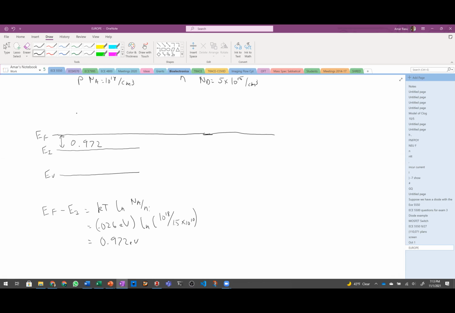Oh wait, sorry. It's 0.468. 0.468. Okay, does that sound better? I think that sounds about right. Yeah, because the reason I'm saying this is that with 0.972, the EF minus EI has to be less than half the band gap. Otherwise, the Fermi level will end up above the conduction band. Yeah, I think it's 0.468. 0.468, great. 0.468 electron volts, good.